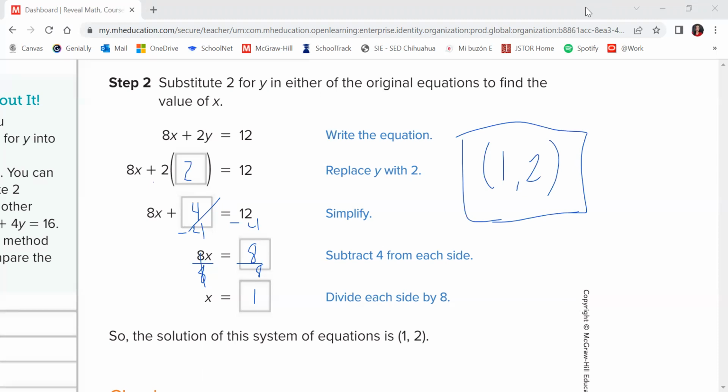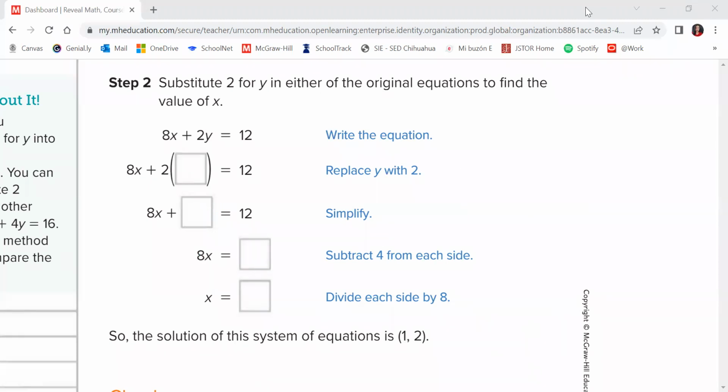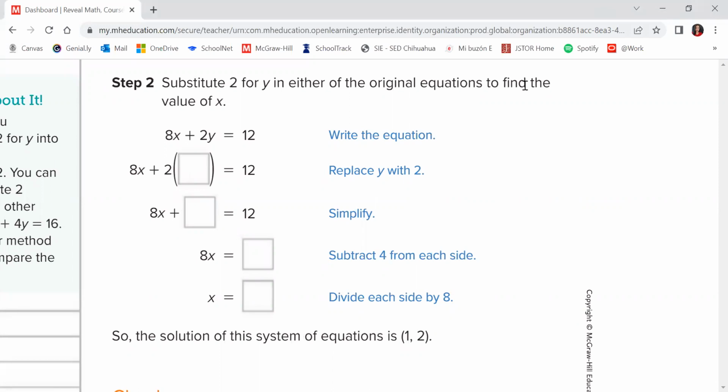Okay, so far, when we have opposite coefficients in a system of equations, for example, negative 3x plus 2y equals 4 in one of the equations, and in the other equation we have 3x plus 2y equals 8, these ones are opposite, so we use addition.